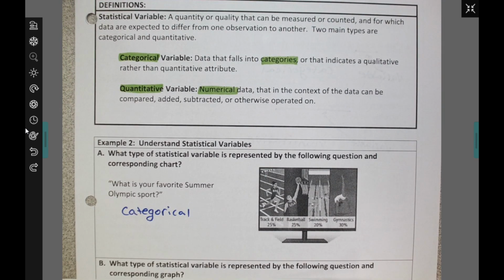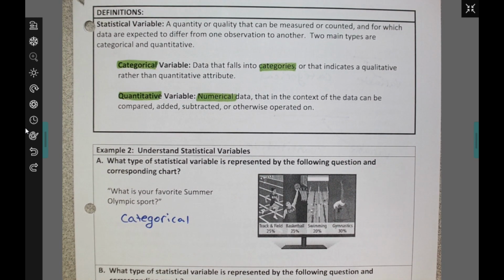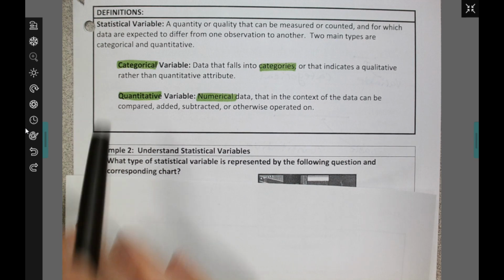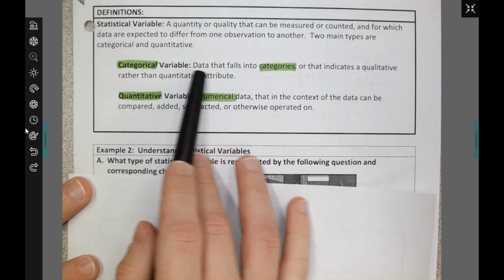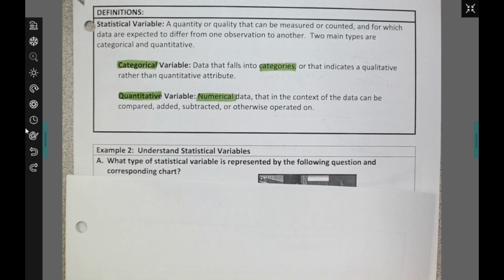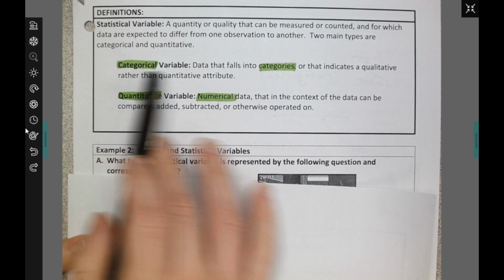Moving on. The second example deals with this concept of variables. There are two different types of statistical variables that you will run across. A statistical variable is the quantity or quality that we're actually measuring when we collect data. So for example one, it would be what month the birthday was in. That would be considered a categorical variable because that data falls into a category, or it indicates a quality rather than a number attribute. So our first one would be categorical, falls into categories.